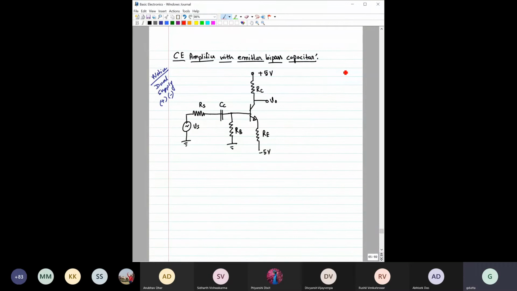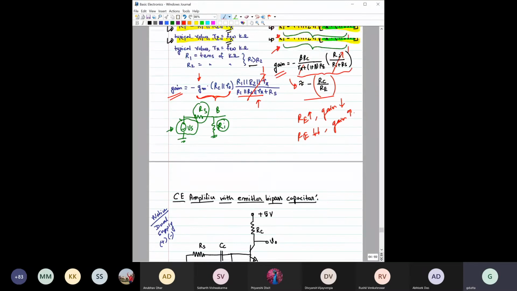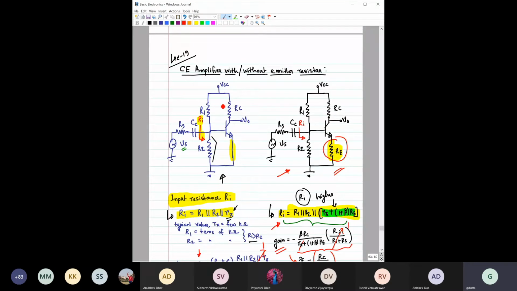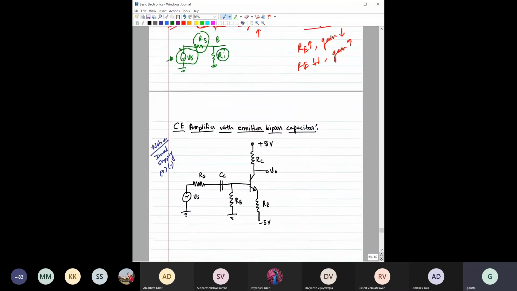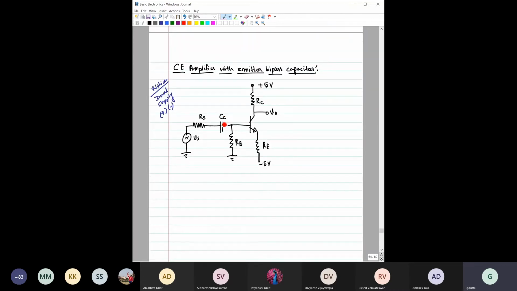So let us see for this circuit. Earlier in this circuit, we were biasing this base by this voltage divider, right? And there only one supply voltage was there, VCC. Right, but in the next circuit, we are using two different supply voltages. I think you are also aware of this type of circuit. We have already seen this dual supply. This is plus 5 volt and minus 5 volt, right?